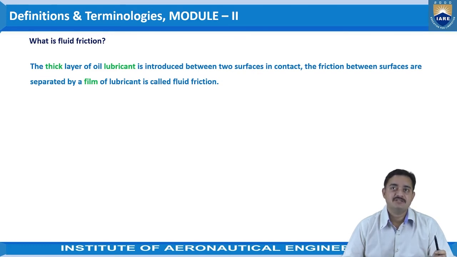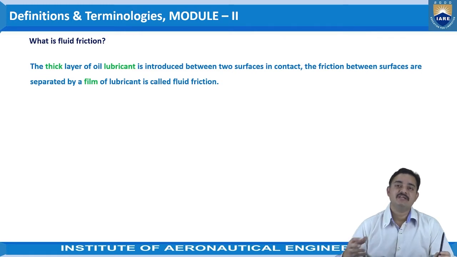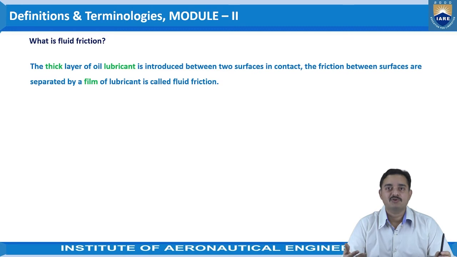Right? So in the definition it has been given as lubricant or lubrication, seen in the form of some sort of oil. The best example would be the lubrication oil you use in the engines of vehicles, maybe cars, bikes and all, where the lubrication forms a thin layer between the two contacting surfaces or mating parts, and the sliding of one part over the other becomes very easy. So that is treated as fluid friction. The definition says a thick layer of oil lubricant is introduced between two surfaces in contact. The friction between surfaces separated by a film of lubricant is called fluid friction.